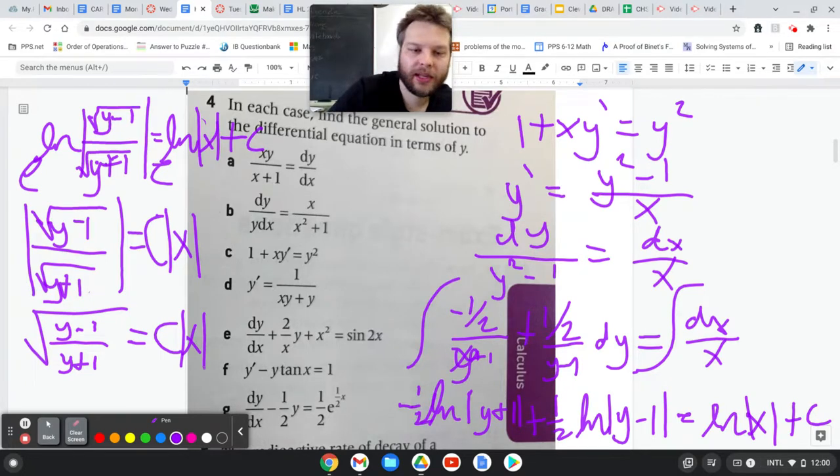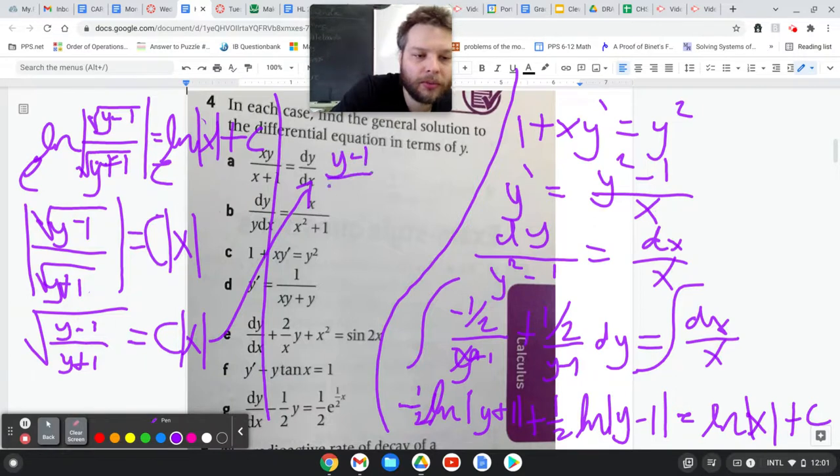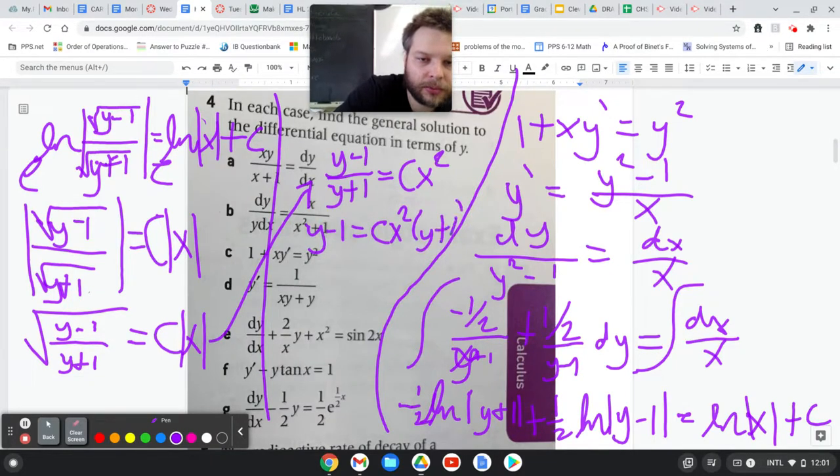And so where do I even have real estate left? Let's try to draw a little box right here in the middle where I'll go. I'm going to square both sides. I can just still call it c. So now I have y minus 1 over y plus 1 equals cx squared. Then we're going to multiply by y plus 1. So y minus 1 equals cx squared times y plus 1.